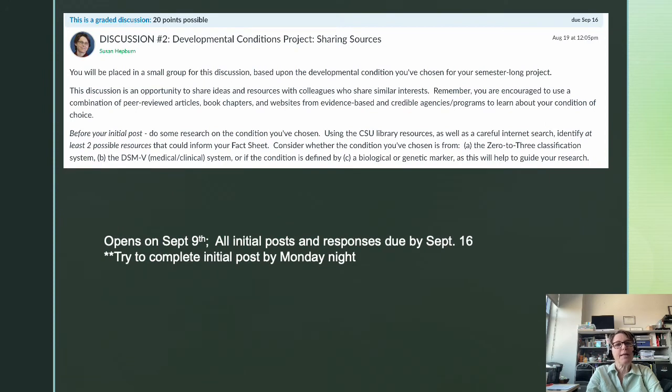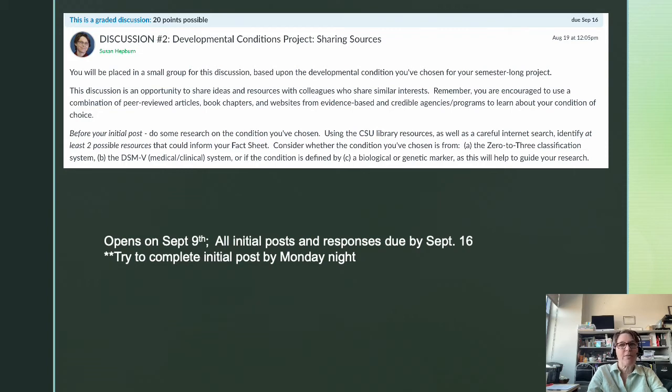Then you'll participate in discussion number 2, where you're going to have a specific mission about sharing some of your sources as you are now going to prepare for your first assignment, which is the fact sheet assignment. So you're going to identify your condition by the 9th, and then we'd like to see the discussion occur over that week, and we will close it by midnight on the 16th.